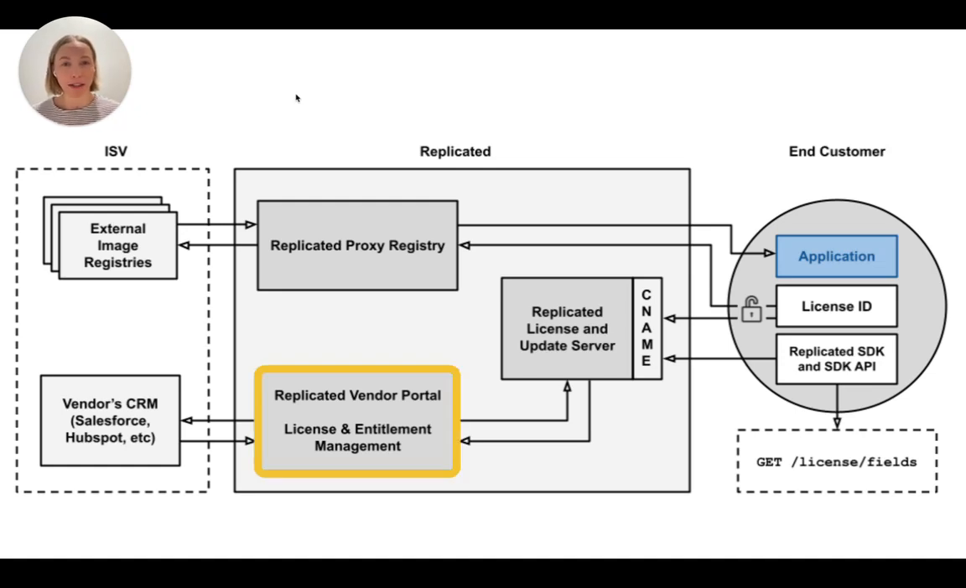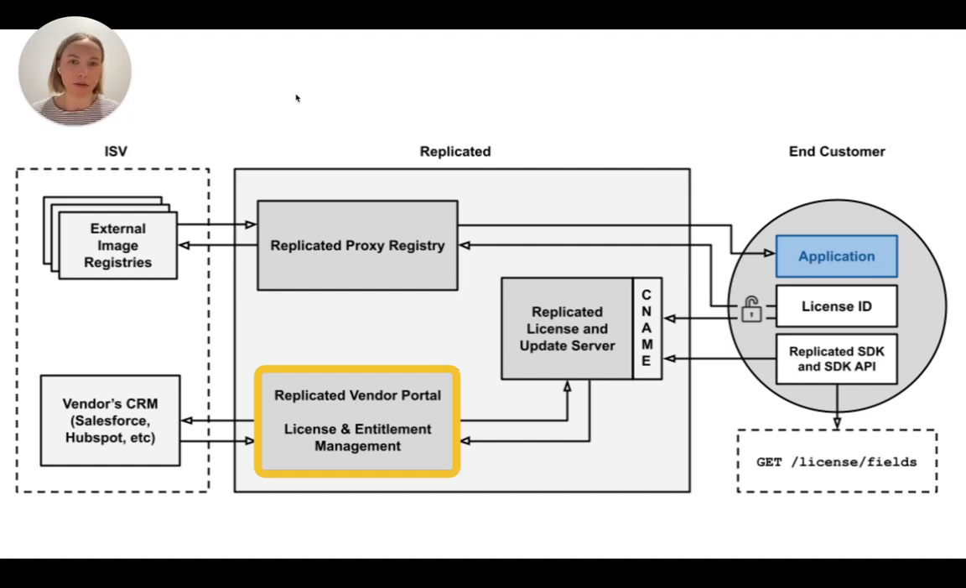Beginning with the Replicated Vendor Portal, this is where you can create and manage customer records, including built-in entitlements like the customer's license expiration date, as well as custom entitlements that are specific to your application, like controlling access to a specific feature set or limiting the number of seats based on what was contracted in the license agreement. With the vendor portal, you can add, remove, or edit these details anytime.